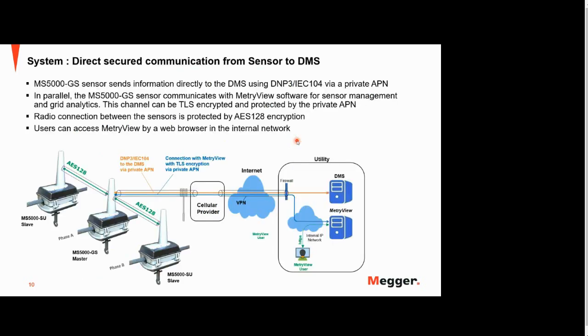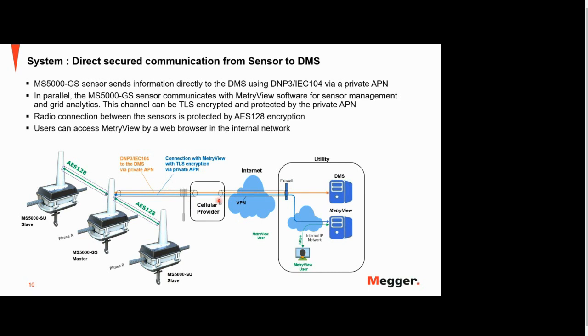We all know nowadays cyber security is always a big threat, so Megger has really taken care of those things. For the MS5000 sensors, from slave to master, it is always protected with AES 128 encryption. Then from the master to the utility, when we are using a SIM card, it is a private APN SIM card. This is issued dedicatedly by the utility to that particular sensor only, so nobody can have access or take the data.